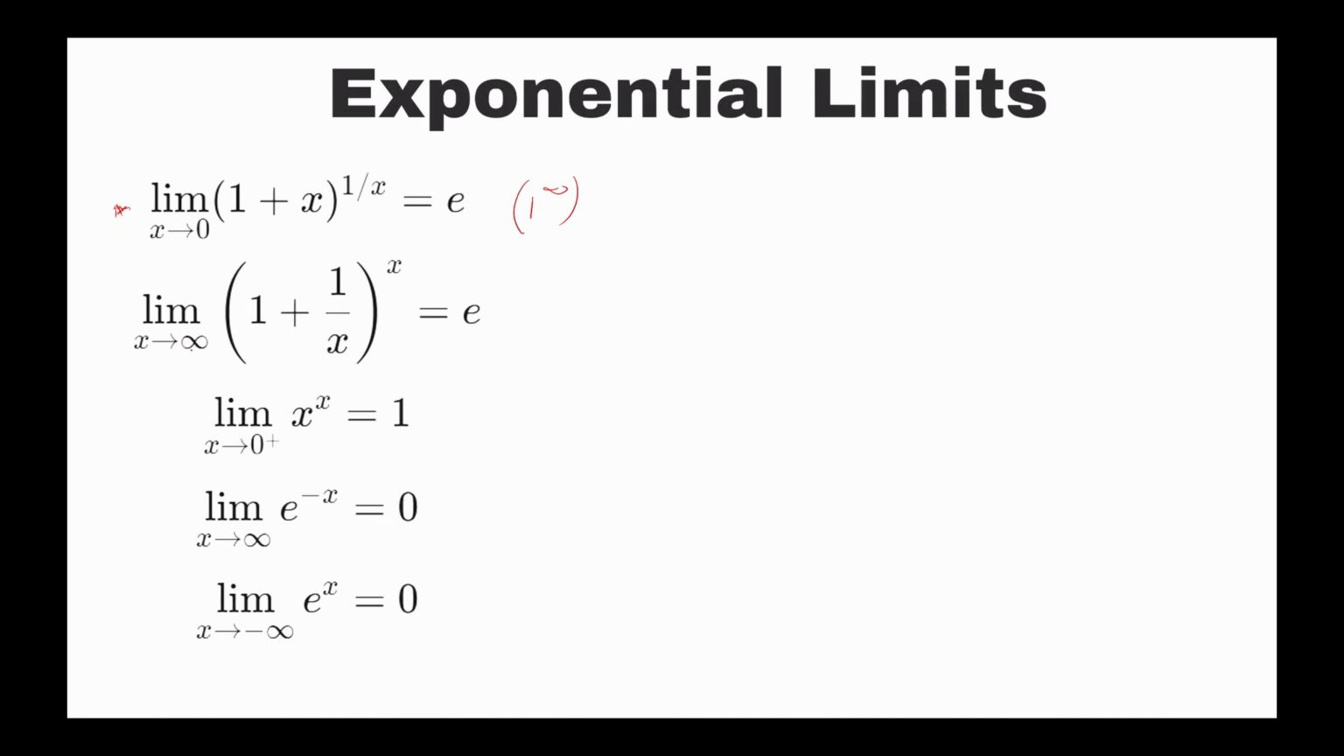Similarly, when x is tending to infinity, we have 1 plus 1 by x to the power x. Instead of x, we are putting it as 1 by x. So again, we would get e. Limit x to the power x, x tending to 0 plus, we would get 1. x tending to infinity, e to the power minus x, this would simply become 0. I hope you are understanding this. e to the power minus x basically means 1 by e to the power x.